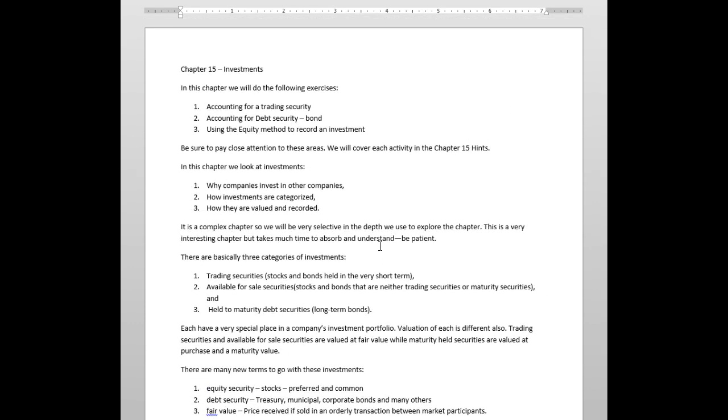Those are some of the basics of it. Remember, we're going to do an activity on trading securities, we're going to do one on debt securities, and we're going to look at using the equity method for recording an investment. So let's move on and go to the Chapter 15 hints.